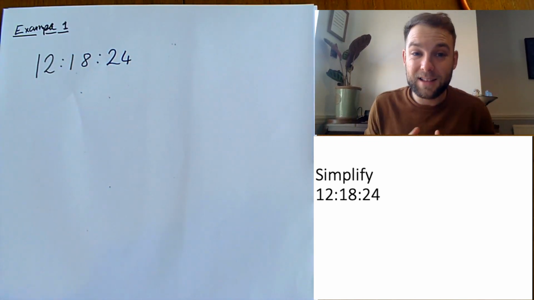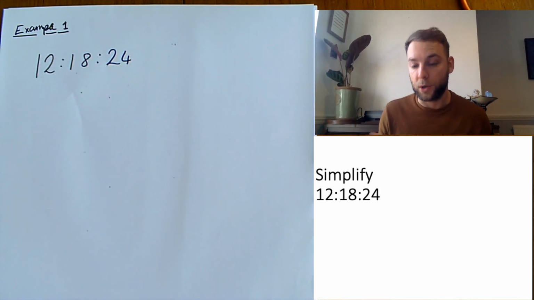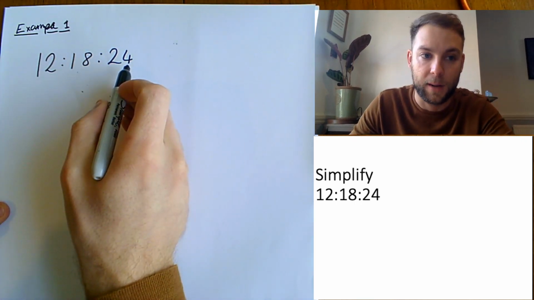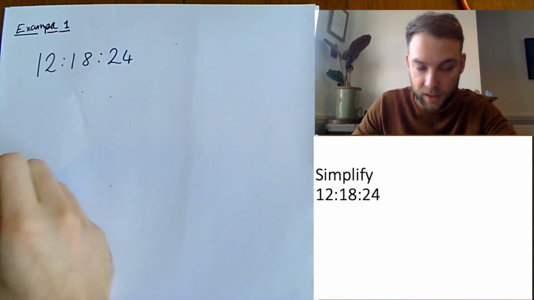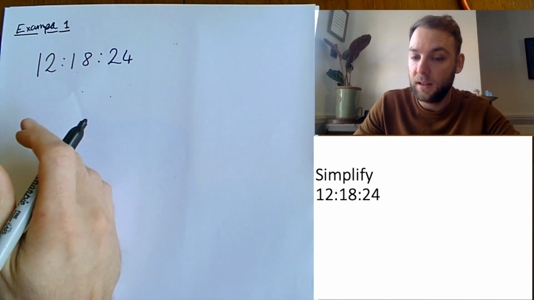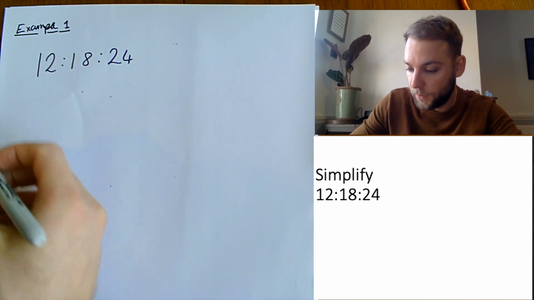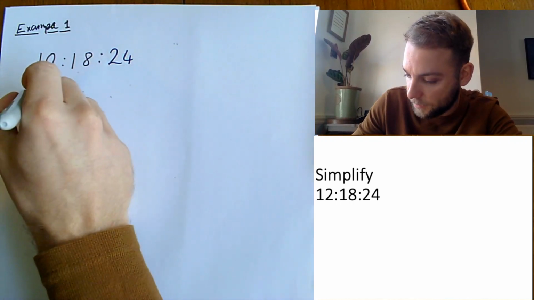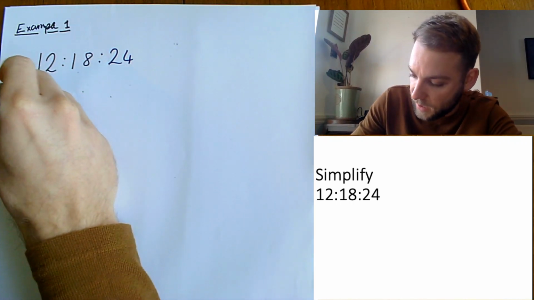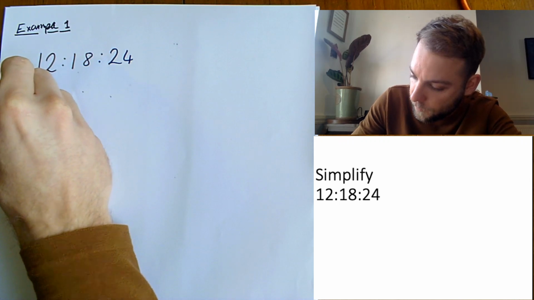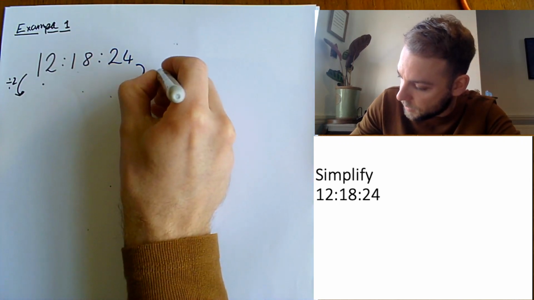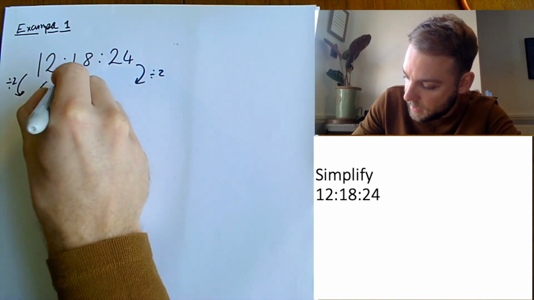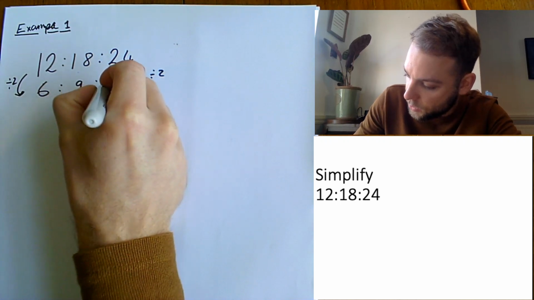Now, some people might be able to just spot what number goes into all of these, because that's what we're looking at: what number goes into all of these. If you can't spot it, you can just try and simplify it how you want. So here you might want to halve it each time, first of all. If I divide by 2, and divide by 2, you end up with 6 to 9 to 12.